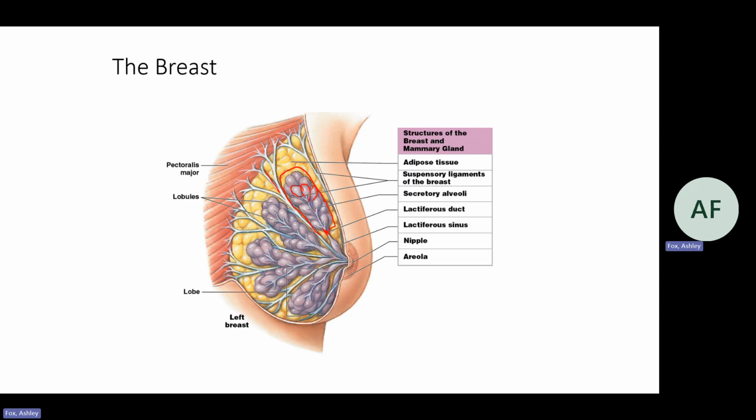So we have secretory alveoli that are within, so you can't necessarily see them. They're within each one of the lobules. And it's going to lead to a lactiferous duct. This widening part is the lactiferous sinus. And then we have all these leading to the nipple, and then the areola surrounding it.